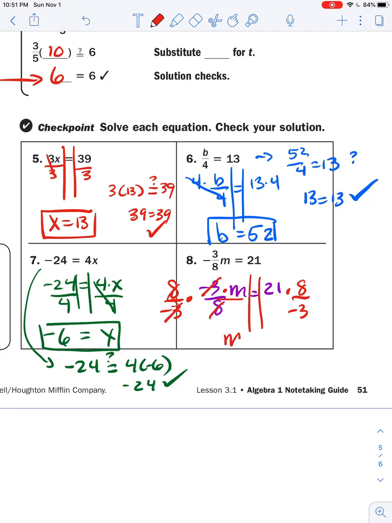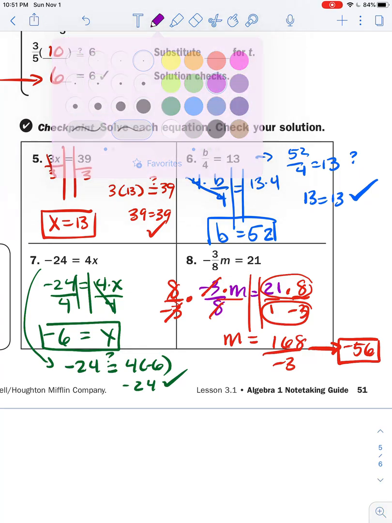These cancel, these cancel. And so then I'm going to go ahead and take 21 times 8, because those are both on the top, thinking of this as being over 1, and then divide that by -3, because when I multiply the tops, I get 168. When I multiply the bottoms, I get -3. And then when I divide those on my calculator, I get -56.